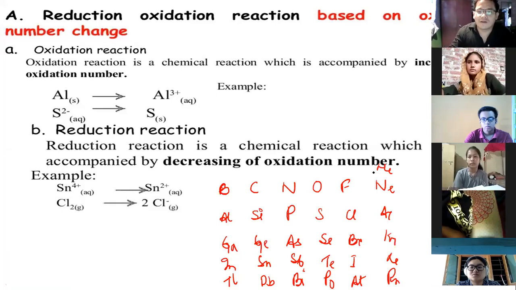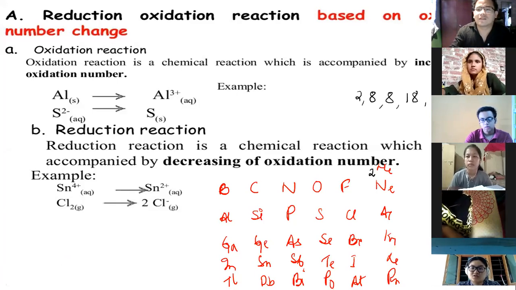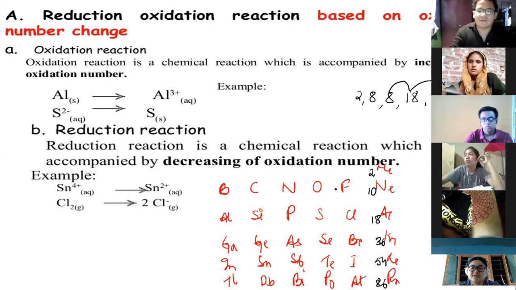The atomic number of helium is 2. The magic numbers are 2, 8, 8, 18, 18, 32. So 2 plus 8 is 10. 10 plus 8 is 18. 18 plus 18 is 36. 36 plus another 18 is 54. 54 plus 32 is 86. So the magic number is 86.